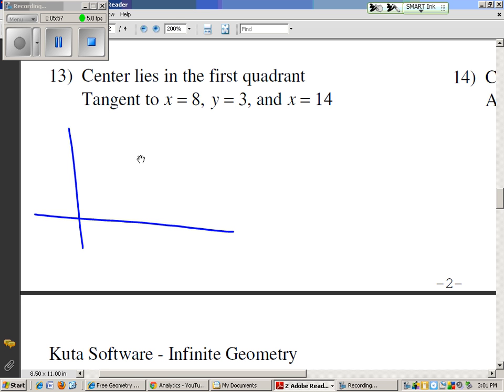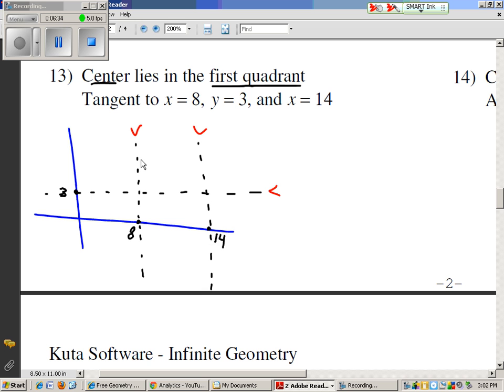X equals 8. We said that was going to be the line where X is stuck at an 8, but Y can go up and down. X equals 14 is the line where X is stuck at 14, and Y can go up and down. And then Y equals 3 is the line where Y is stuck on 3, but X can go up and down. So where could I put a circle so that its center is in the first quadrant and it touches all 3 of these lines? It has to touch each and every line one time.